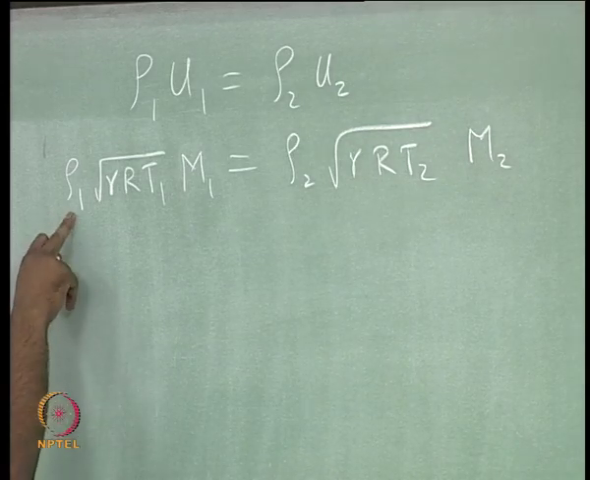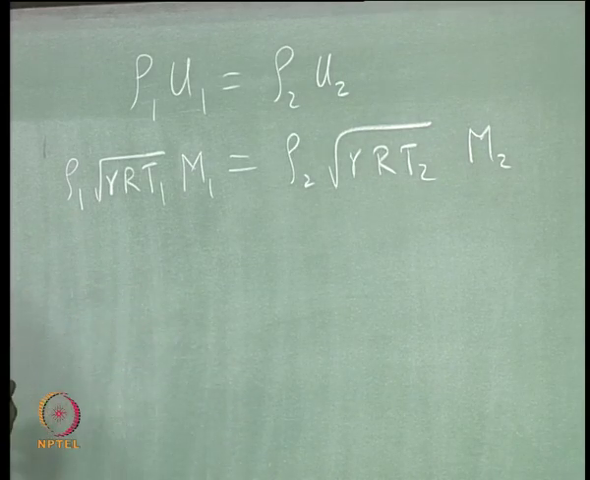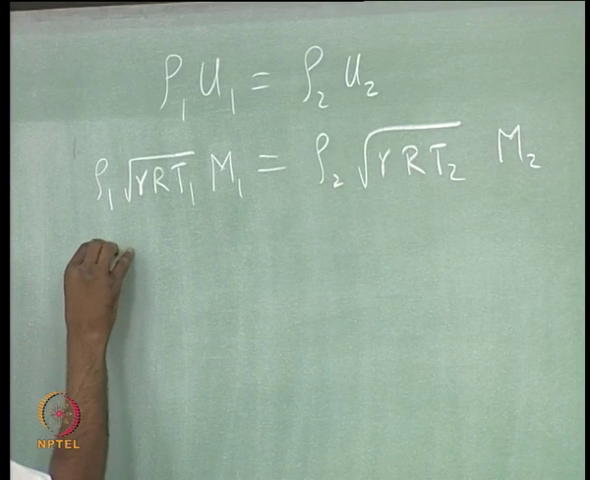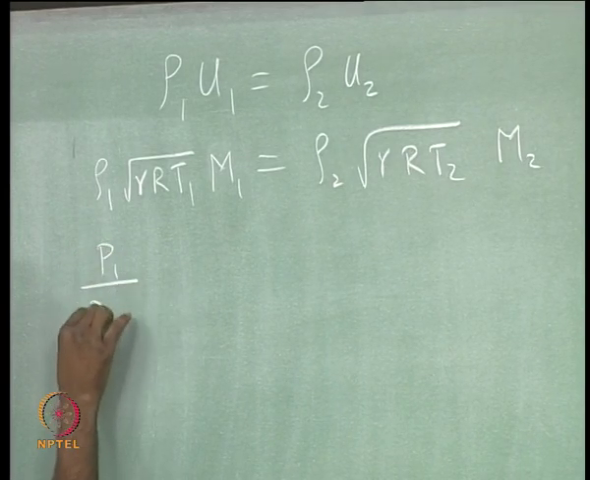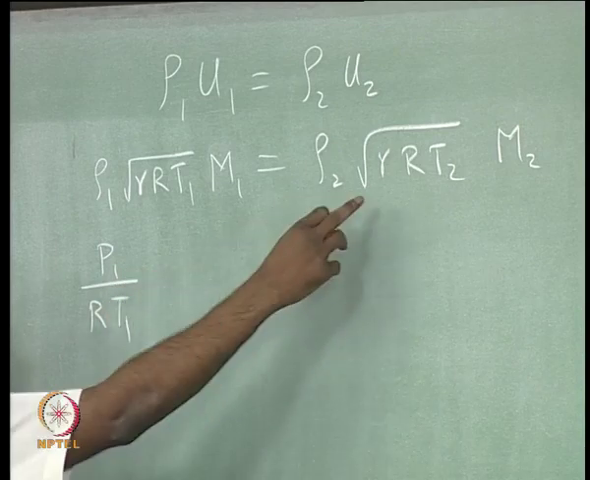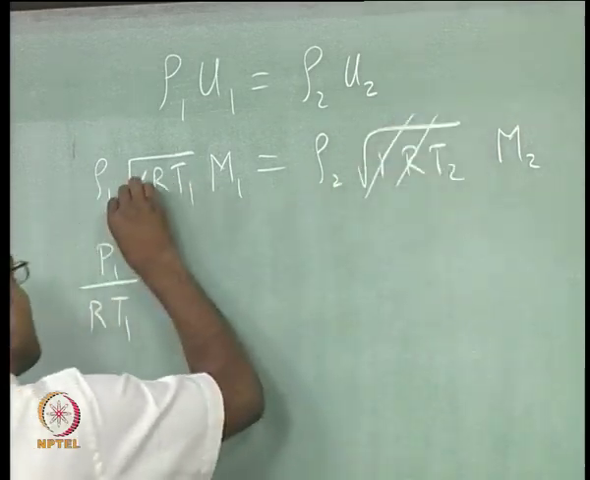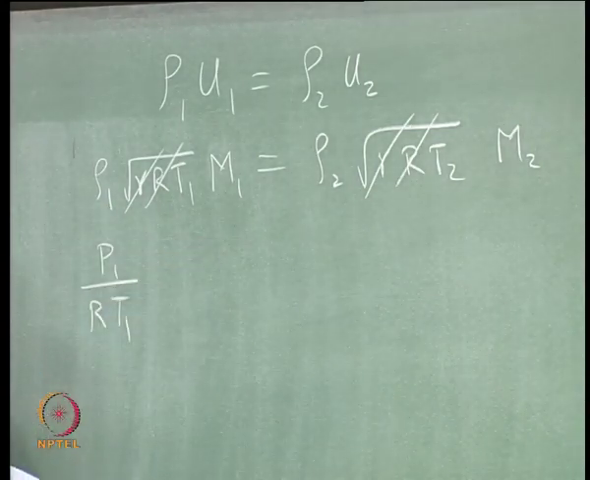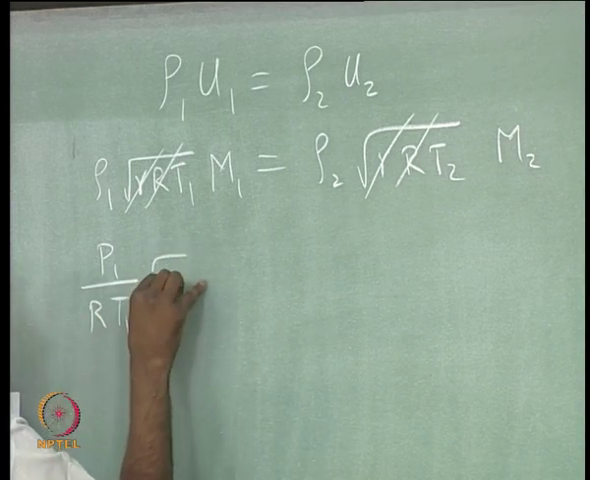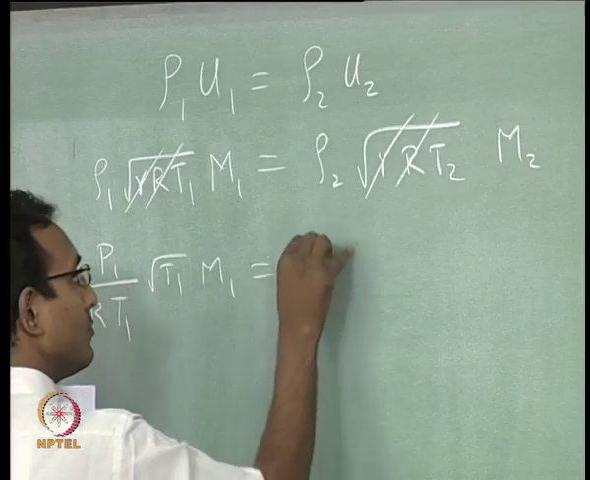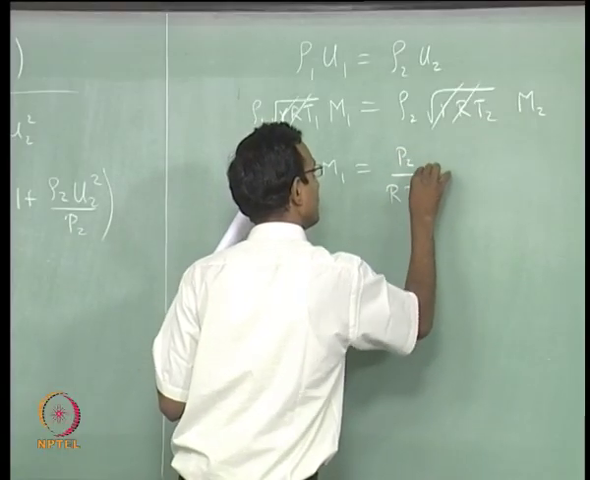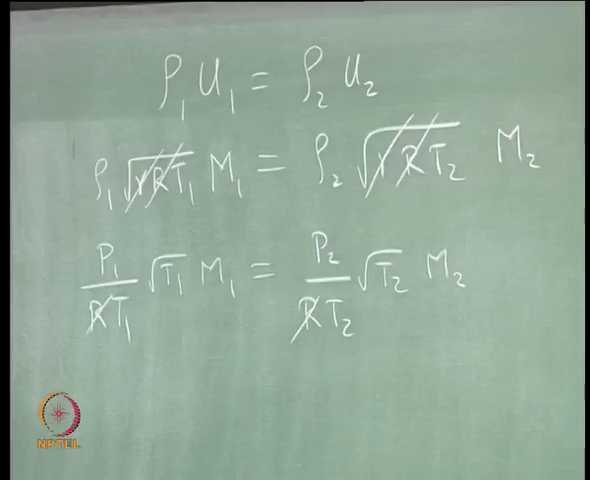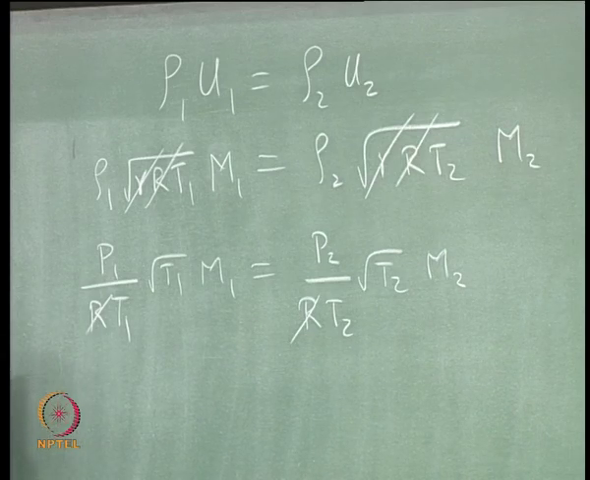Now I want to write this in terms of P2 by P1 because I have a simple expression for P2 by P1 on the previous board, right. So, I will write rho as P by RT. So, I will come out to P1 by RT1 and I will just remove this square root of gamma R from both sides, they are equal anyway, the square root of T1 and square root of T2 still remain. Okay. Where this R can also be cancelled. Now, I have a little simpler expression.